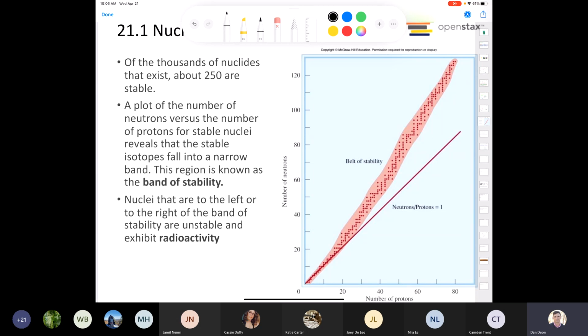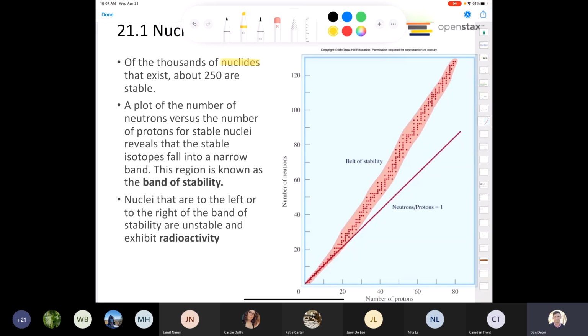We have thousands of different combinations of protons and neutrons to make all these different nuclides, but there's only about 250 of them that are going to be stable, that are just going to exist the way they are and aren't going to break apart in some way.